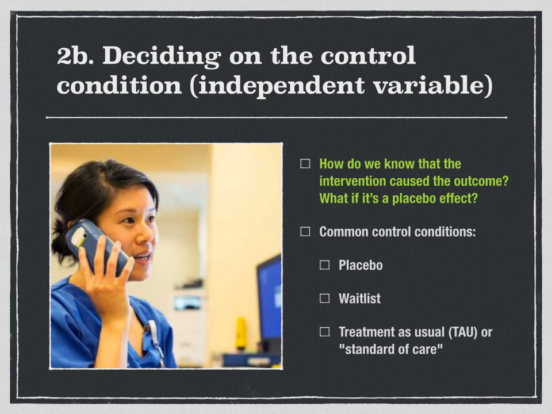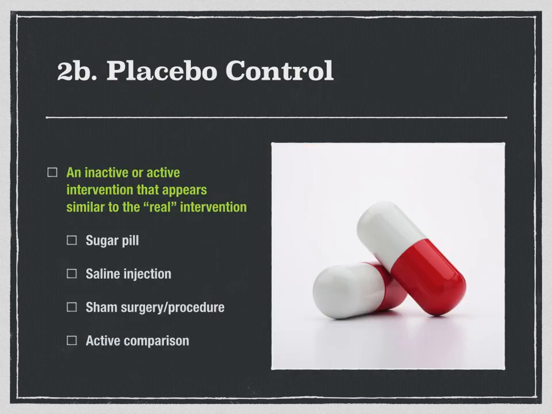If the active intervention leads to improvement and the control condition doesn't, then we know the effect is likely to be real. But if both conditions lead to improvement, then we would have to do further research to see if there was maybe a placebo effect. Some common types of control conditions are placebo, waitlist, or treatment as usual or standard care. Now let's look at each of them in turn.